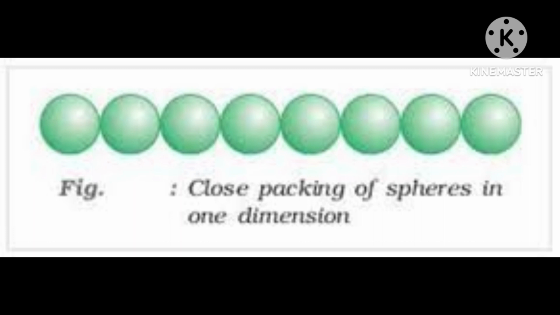Now consider the constituent particles as identical hard spheres and build up the three-dimensional structure in three steps. Just consider the atom as a hard sphere and build up the three-dimensional structure in three steps.